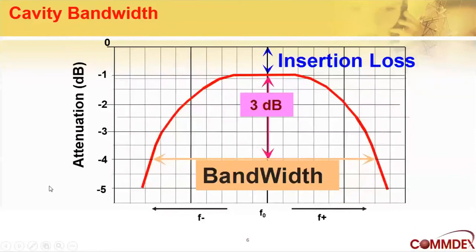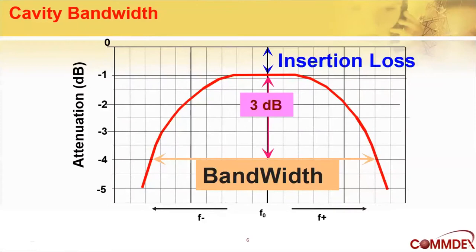So how does this look on a graph? Here's a picture of what a cavity does on a graph. This is a bandpass cavity. In the blue is the insertion loss. So even at frequency, we lose about 1 dB attenuation for insertion loss, which is not too bad considering you're not physically coupled from one end to the other.